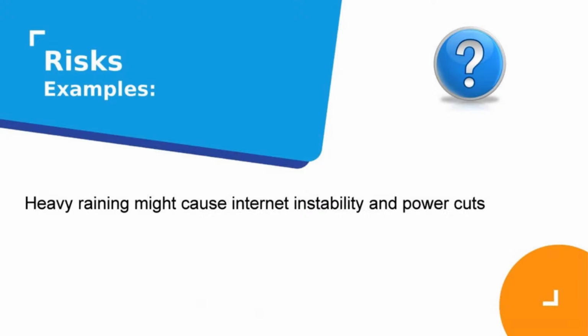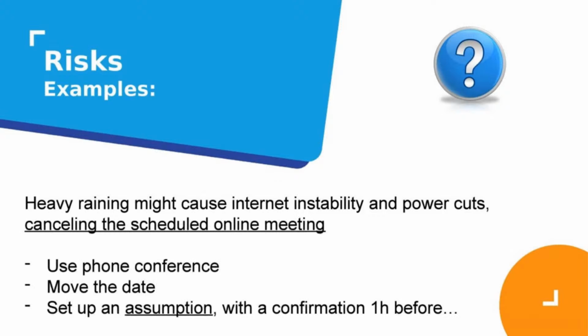Let's see another example. Heavy rain might cause internet instability and power cuts. So again, this is the event. The risk is heavy rain might cause internet instability and power cuts, canceling the scheduled online meeting. You can have some mitigation plans, like you can have a phone to use on the conference in the event of the internet not working.